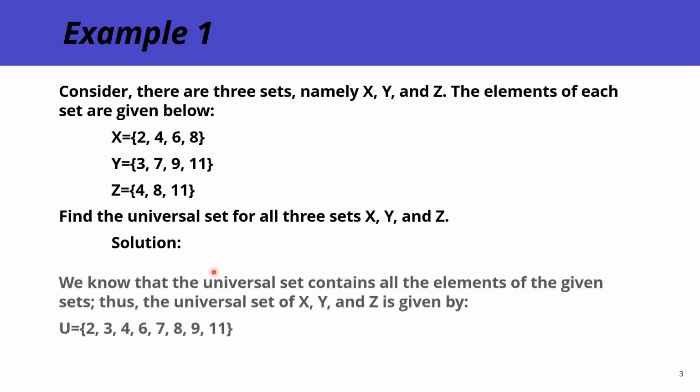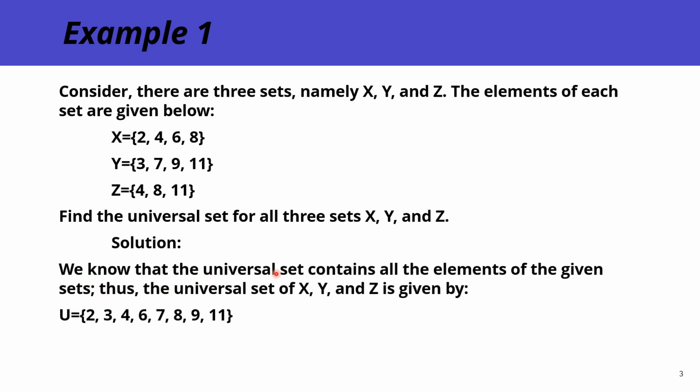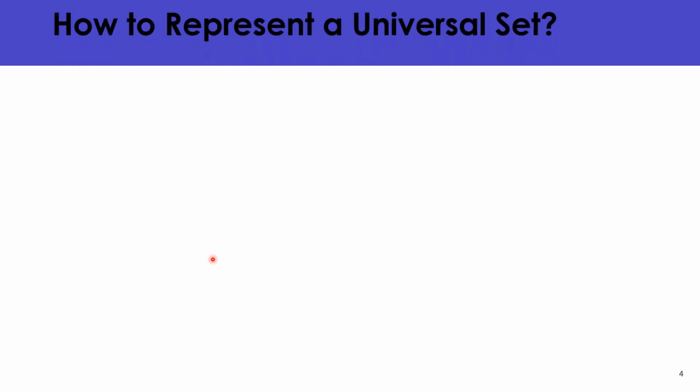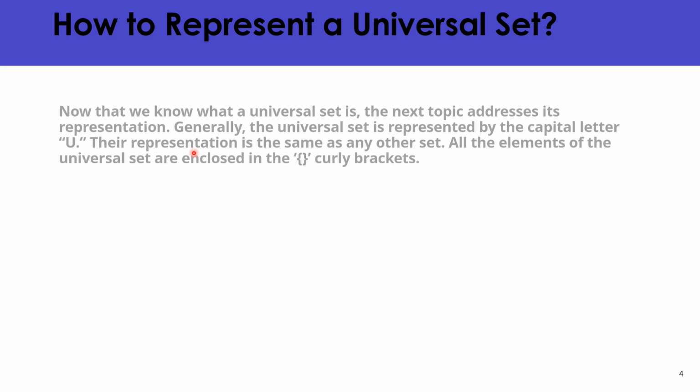So we have here the solution. We know that the universal set contains all the elements of the given sets. Thus, the universal set of X, Y, and Z is given as U equals the elements 2, 3, 4, 6, 7, 8, 9, and 11. So we put all the elements of the three sets in one universal set.